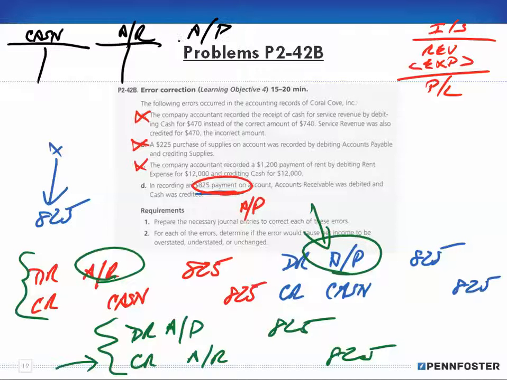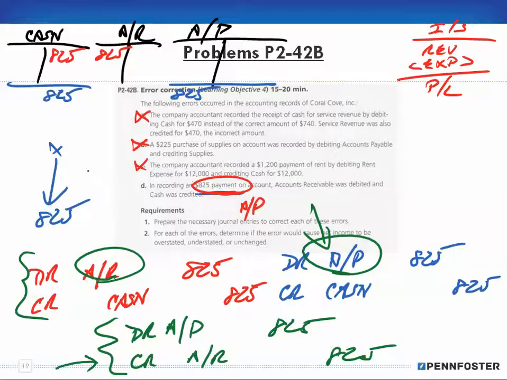and accounts payable here. My original entry was a debit to accounts receivable for $825 and a credit to cash for $825. Now what I'm supposed to have is a credit to cash for $825 and a debit to my accounts payable for $825. My cash is correct, so I don't have to use that as part of my correcting journal entry.